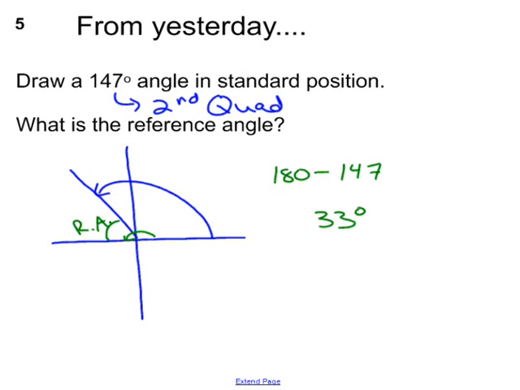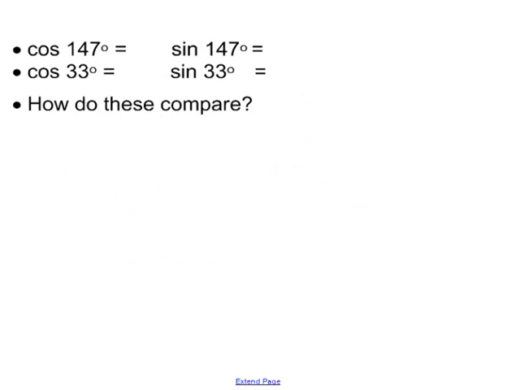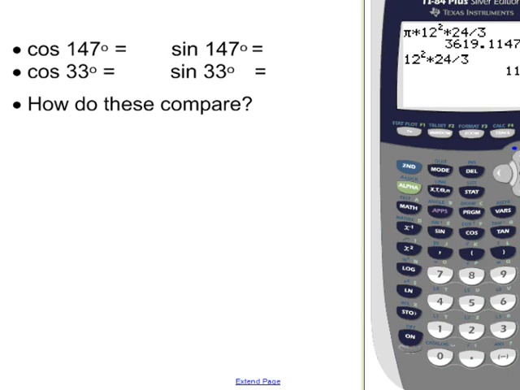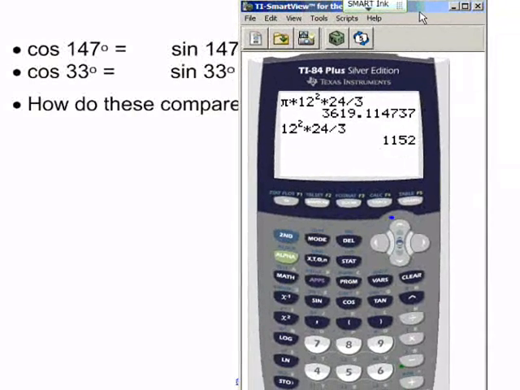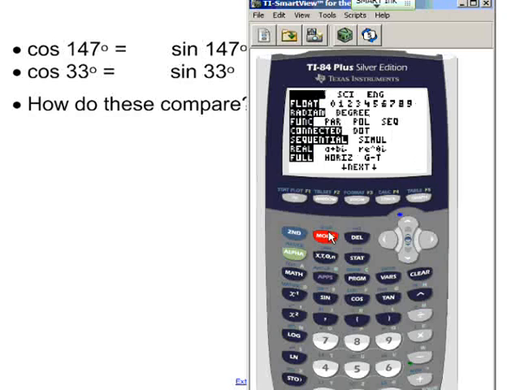So now I want us to go to our calculators and check some things out. Okay, so the first thing you need to do is make sure your mode is in degrees. So you see I have to change mine. So I went to mode, I arrow over degrees, and I hit enter.